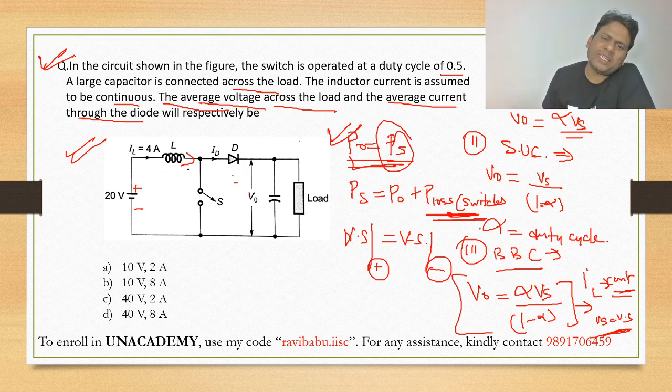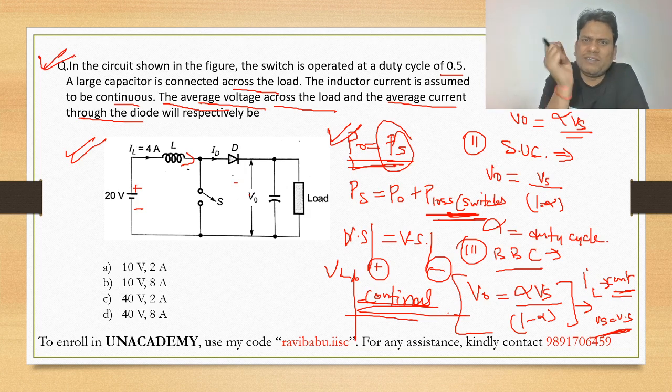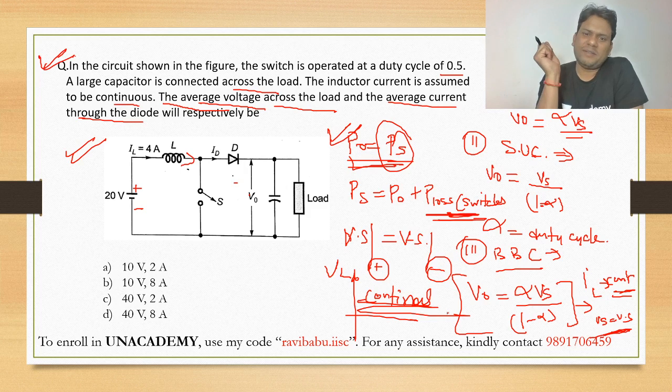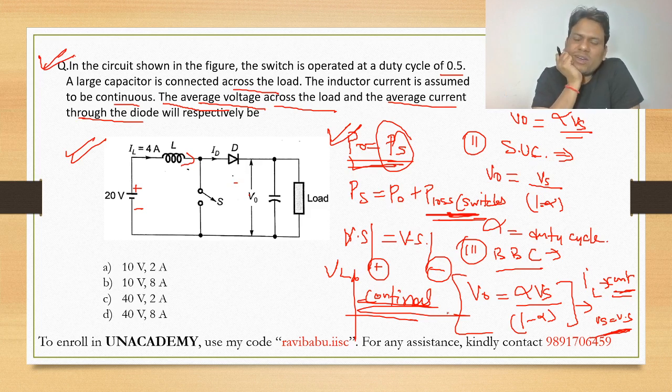If we are capable of satisfying this criteria and the inductor voltage waveform VL is continuous, please mind it, if the inductor voltage is continuous, the inductor current will also be continuous. So this is the basic, very important thing regarding whether the inductor current is continuous or discontinuous.